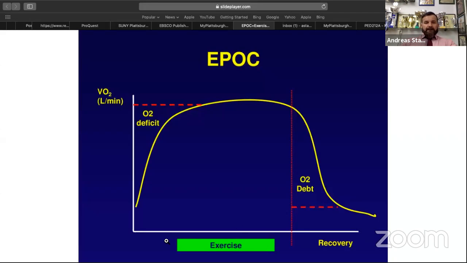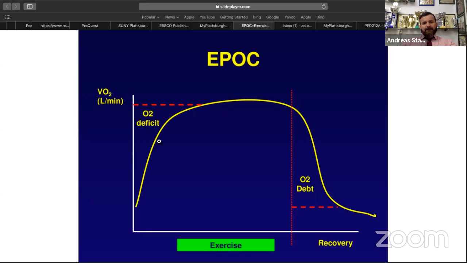EPOC, excellent. Come back here, share my screen. There we go. Here you see the duration of the exercise, and here you see the VO2, the oxygen consumption. Now, let's say you put me on a treadmill, and this is where you tell me to stop. You take me off the treadmill.